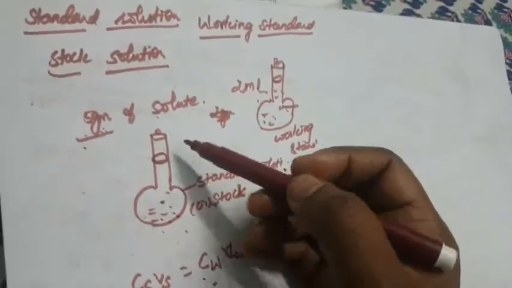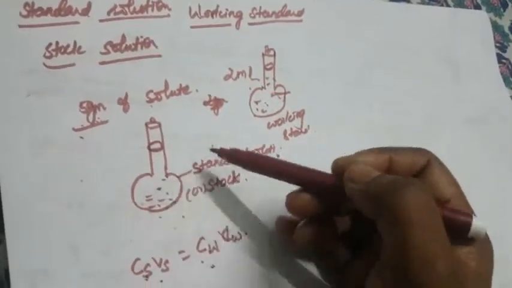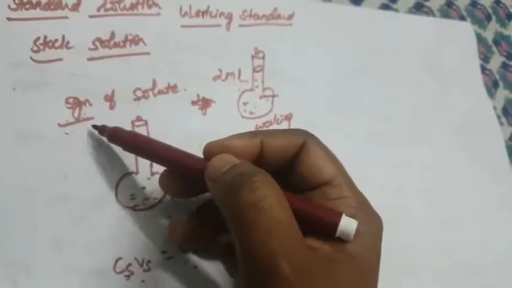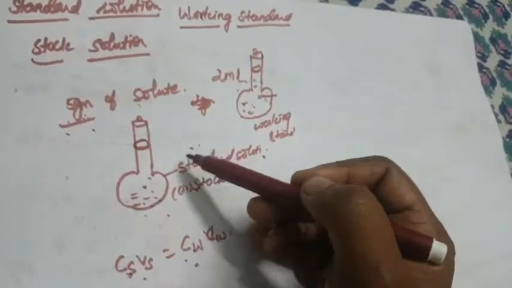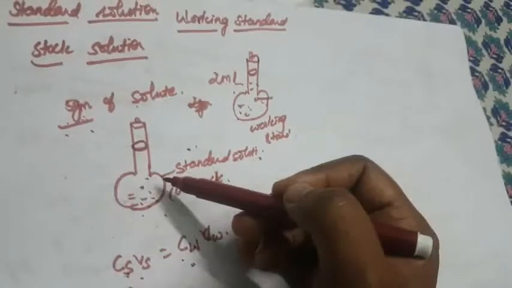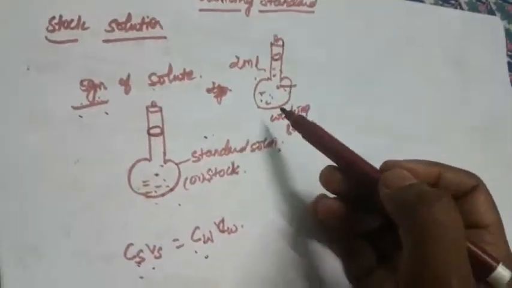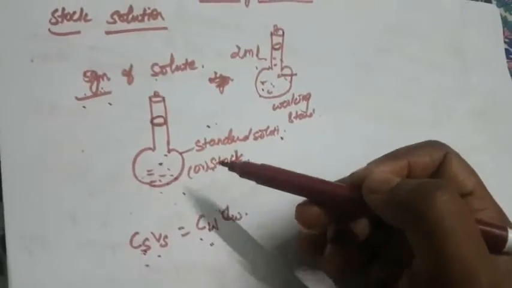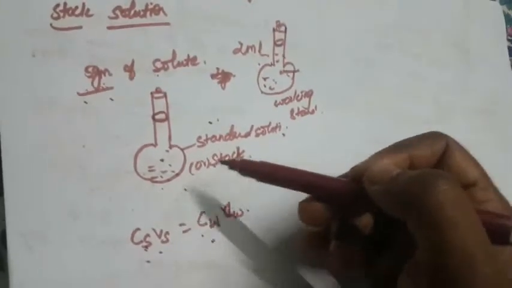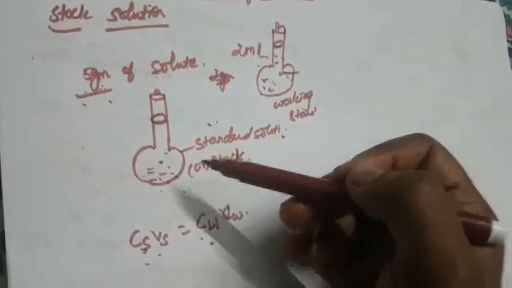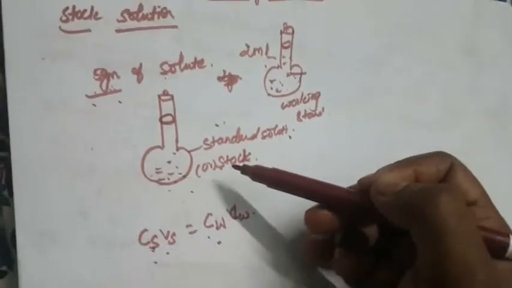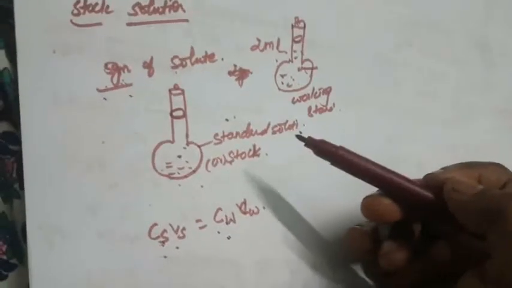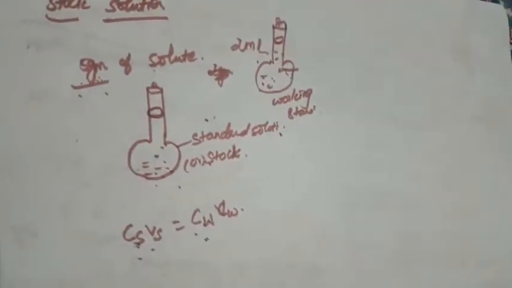What are the advantages? During accurate weighing, the error will be minimized for preparing the working standard. Another one is we are able to prepare different concentrations of working standard. And another one is some of the concentrated solutions are more stable and less likely to support microbial growth than the working standard used in the experiment. Okay, that's all about this working standard.